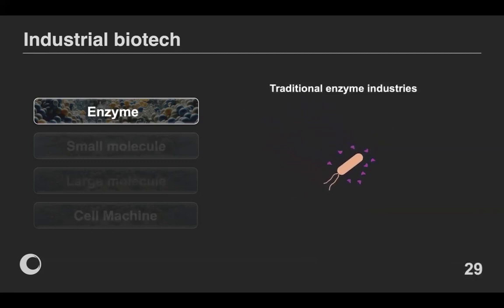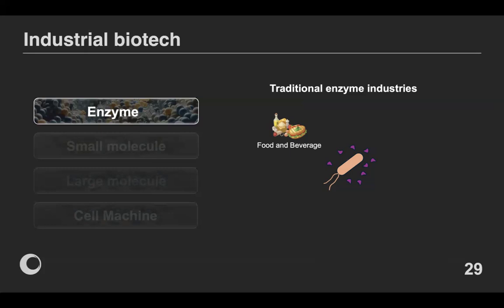Some of the traditional enzyme industries, first, is the food and beverage industry. For example, when we used to make milk, we used to have to go to a cow and extract the enzymes from the cow, and kill the cow, and have these inefficient processes to use the enzymes for the actual processing of milk.